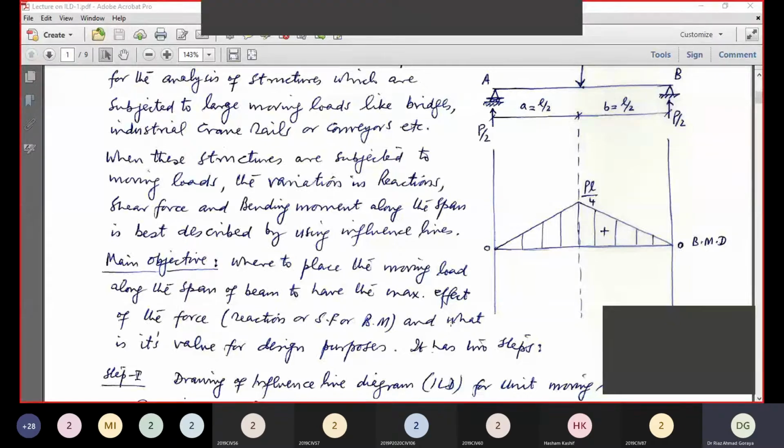Once again, please understand this: where to have the moving load along the span of the beam to have the maximum value of the force, reaction, shear force, or bending moment. First is to determine the critical location. Then second is, what is its value for design purposes. I think the objective is clear to all of you.